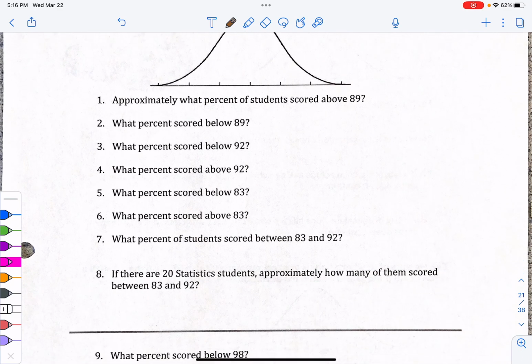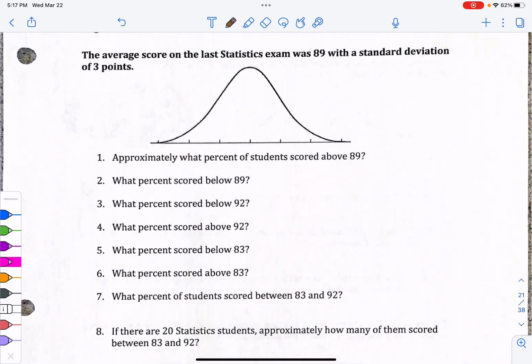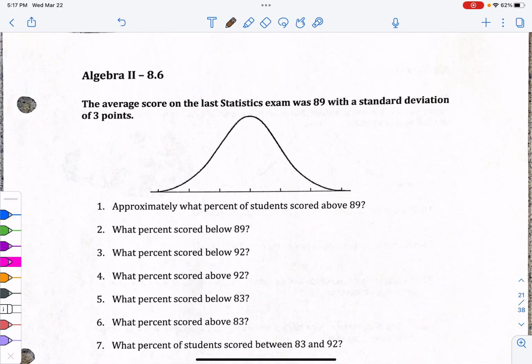I'm going to do some of these with you, and then I'll have you do the rest of them on your own for homework. So this whole page will be homework, but I'll do some of them together with you.